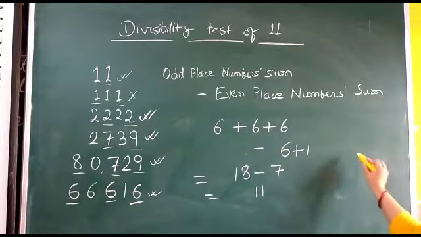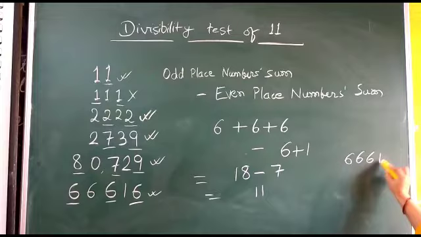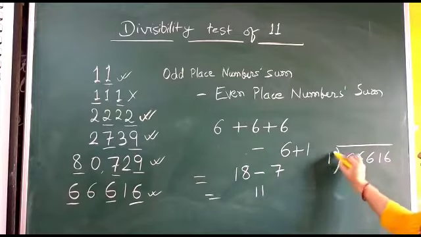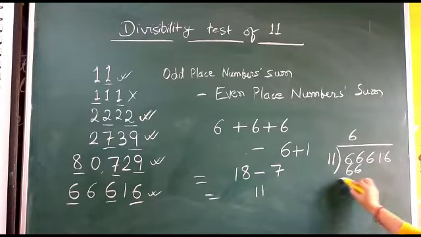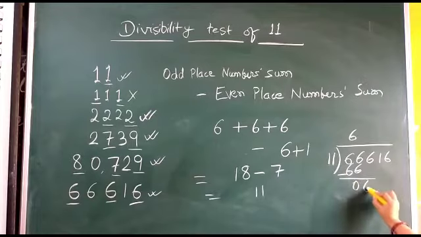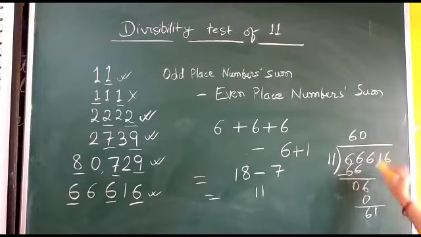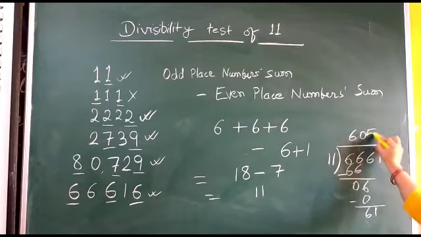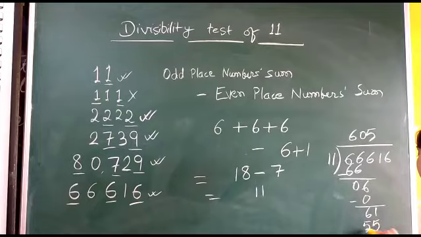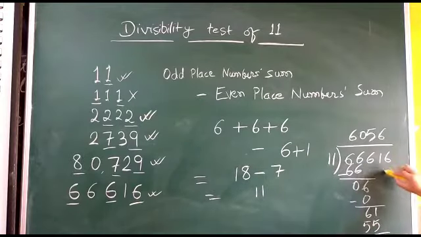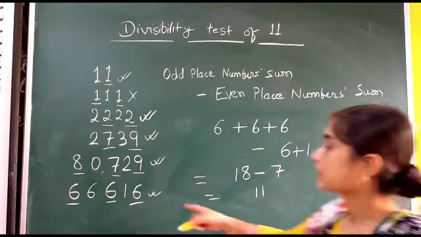Find it out. 6, 6 divided by 11: 11 sixes are 66, minus, 0. 6 comes down. 11 fives are 55. 6, 11 sixes are 66. So we have found out that this number is also divisible by 11.